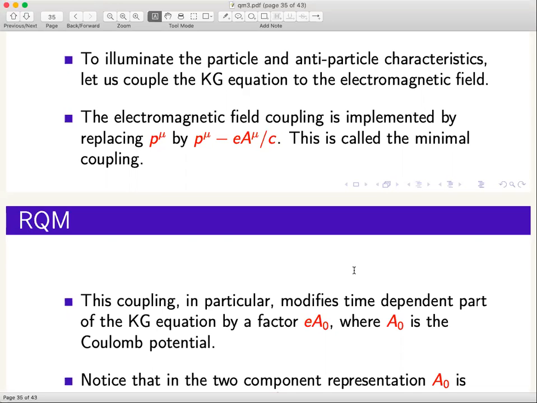So far, in the Klein-Gordon equation in whatever component form, we are simply replacing P mu by minus E A mu. Here we are explicitly feeding E, and we don't yet know whether it's a positive charge or a negative charge. So what will tell us whether we are feeding a positive or negative charge? Well, mathematically nothing. But experimentally you know how to determine it: you just apply a magnetic field and you would know which way it turns.